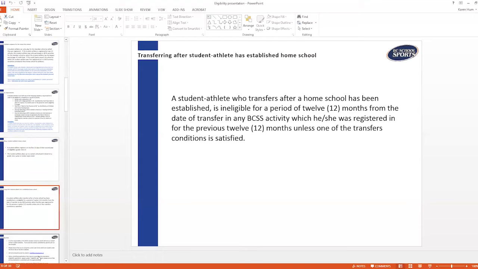So, transferring after a student has established their homeschool. A student athlete who transfers after a homeschool has been established is ineligible for 12 months from the date of transfer in any BCSS activity for which he or she was registered in the previous 12 months, unless one of the transfer conditions is satisfied. So we're going to go through the different transfer conditions.